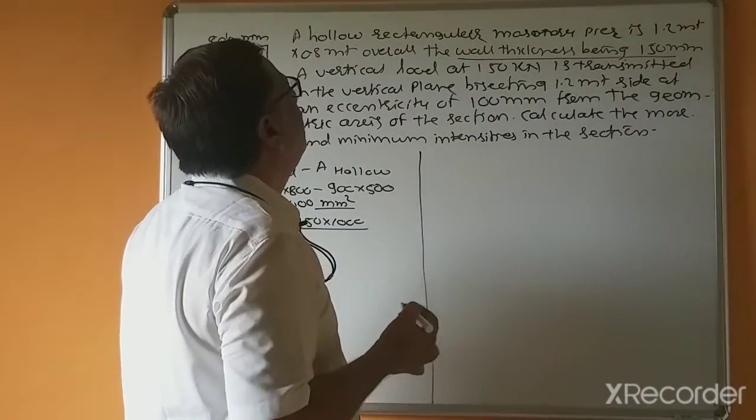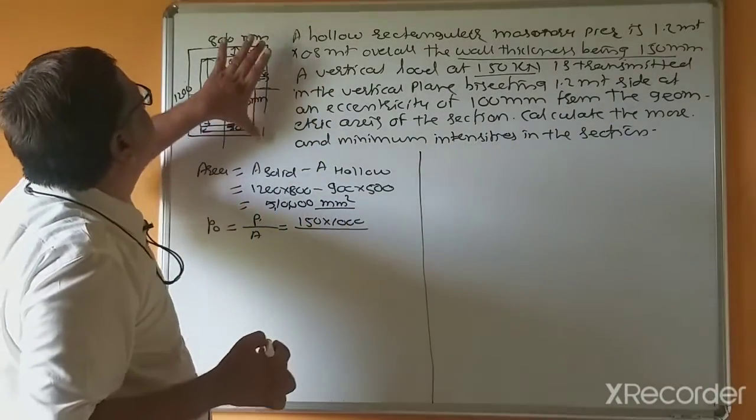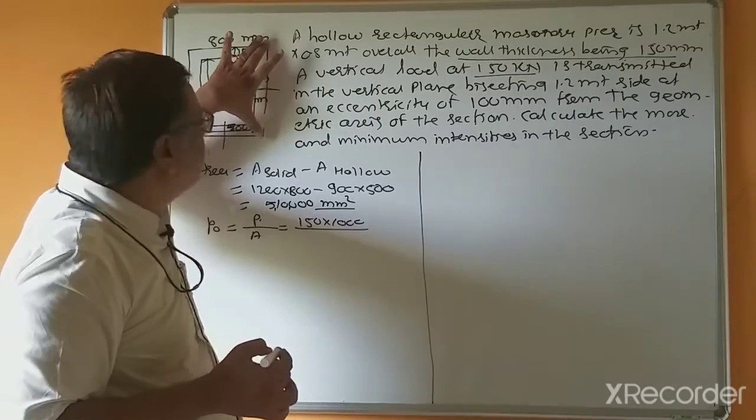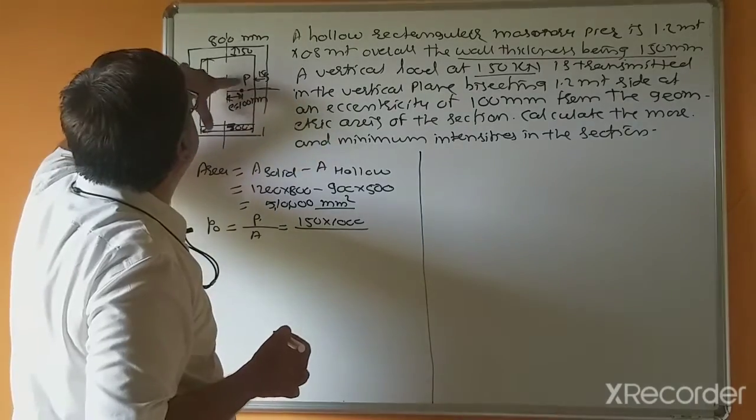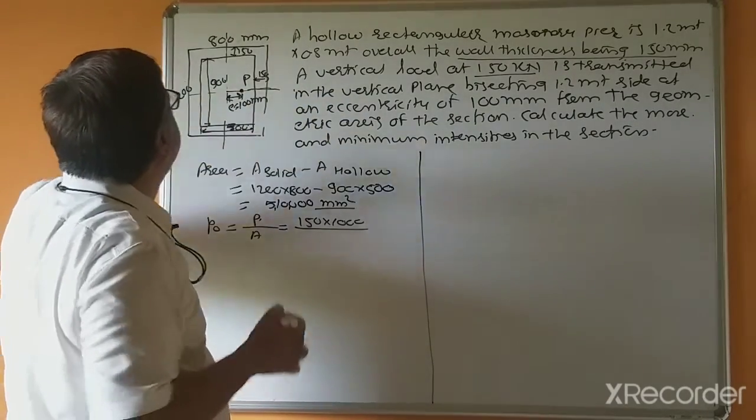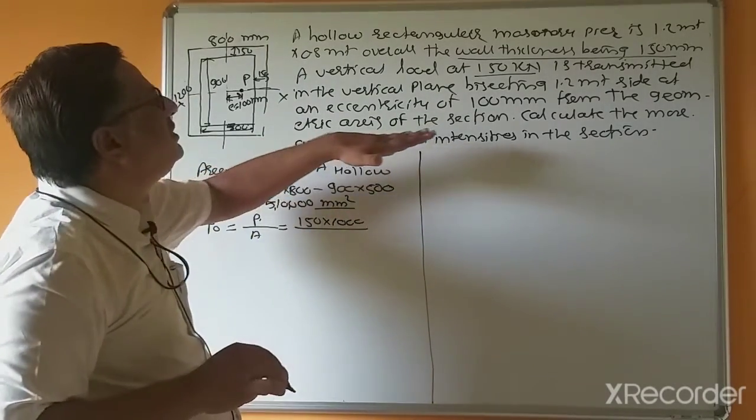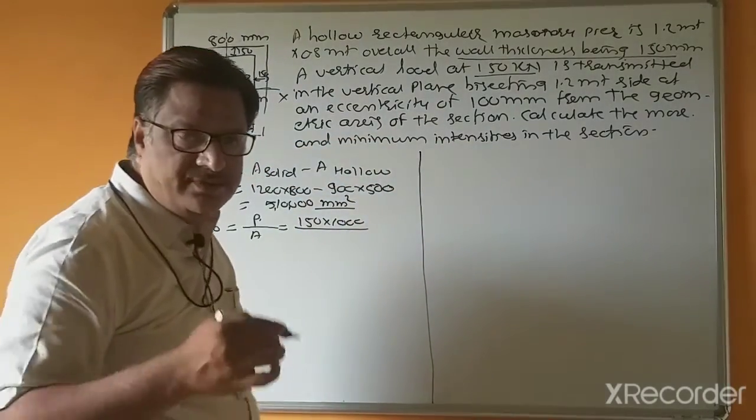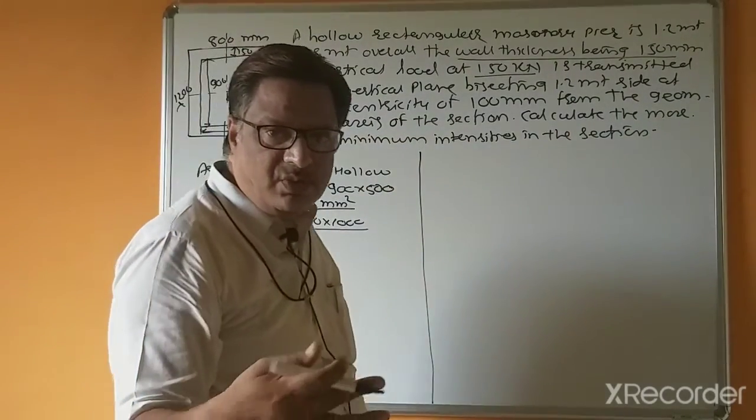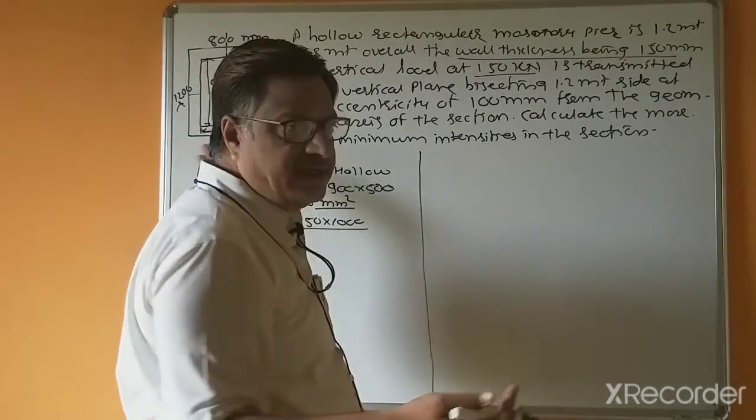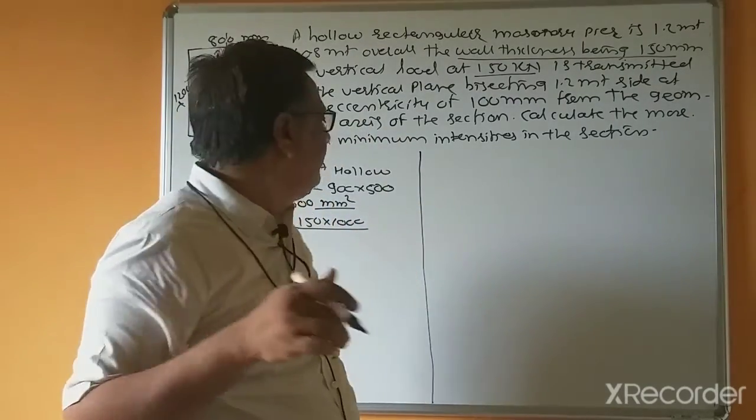A vertical load of 150 kilonewton is transmitted in a vertical plane bisecting. Bisecting means this is the plane of the 1.2 meters side we are considering. So I consider this load point P on the x-axis, from the geometric axis. Calculate the maximum and minimum intensities. On the right hand side maximum compressive bending stress is induced, on the left hand side tensile bending stress is induced, and as per our theory direct stresses are to be considered.